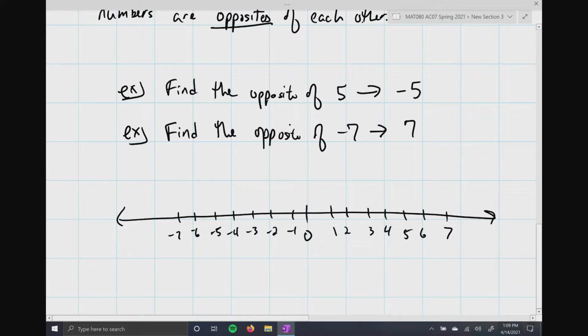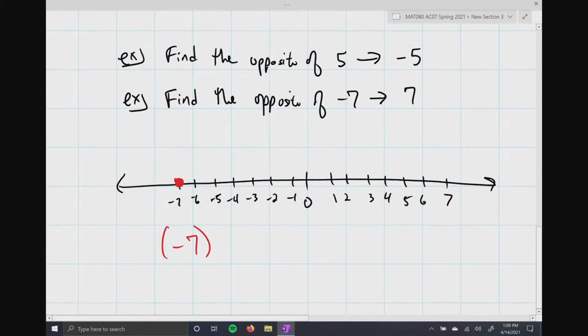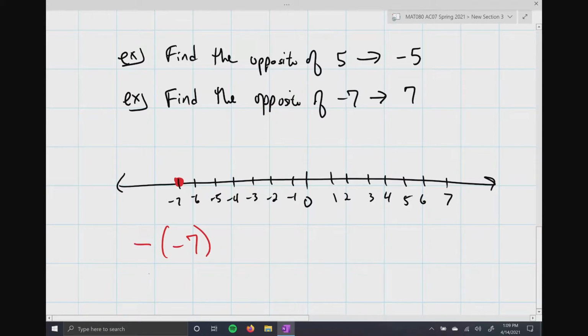All right, that leads us into this idea right here. If I started at -7 and I asked for the opposite of -7, what I'm really asking is this. So here's my first number, -7. And if I put another negative out front, that tells me I want the opposite of -7, which is all the way over here at +7. So that kind of gives us a basic understanding of why, and maybe we've seen this before.